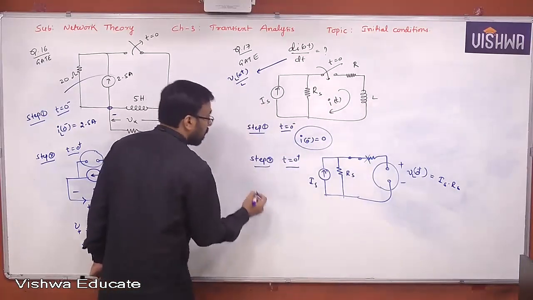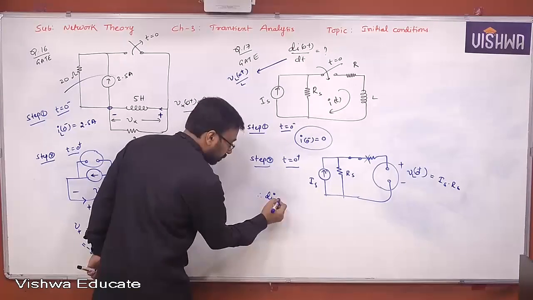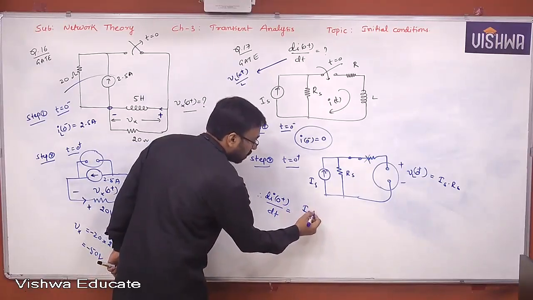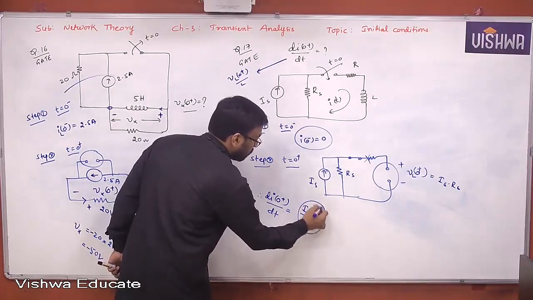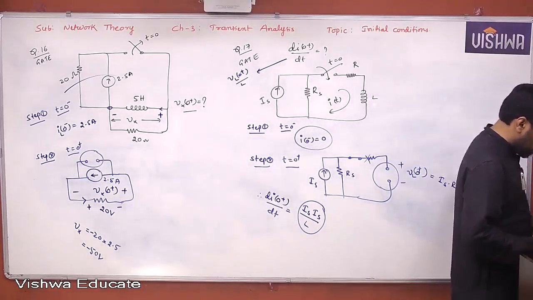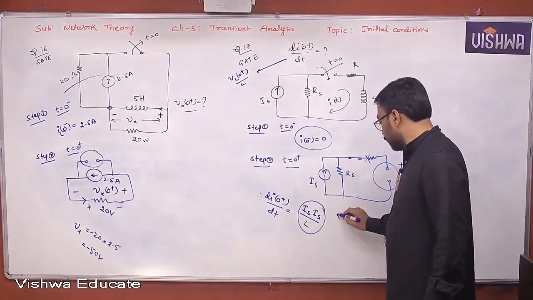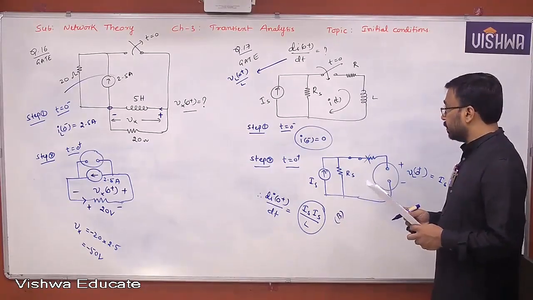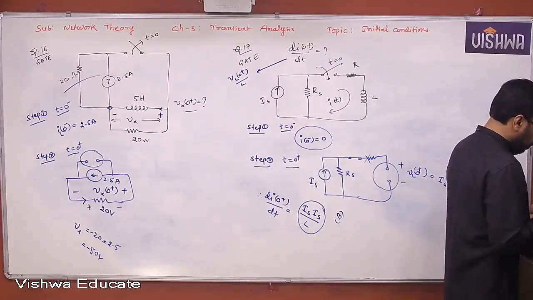Therefore, if you substitute that in the formula, di of 0 plus by dt is equal to IS RS by L. So VL of 0 plus is IS RS by L. Option B is the correct answer. Okay, option B. That was given in the 4 options.